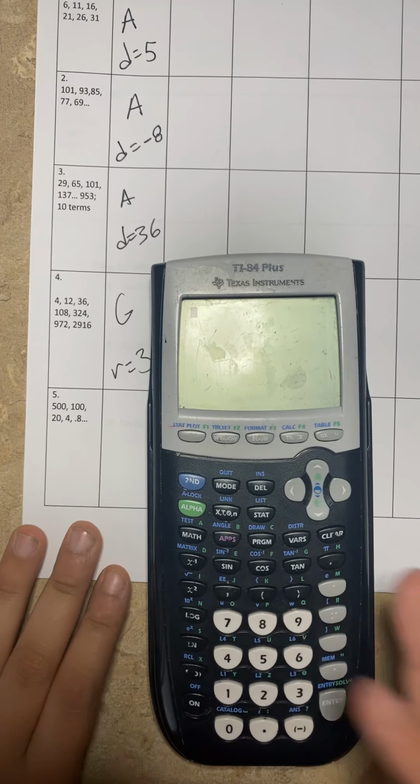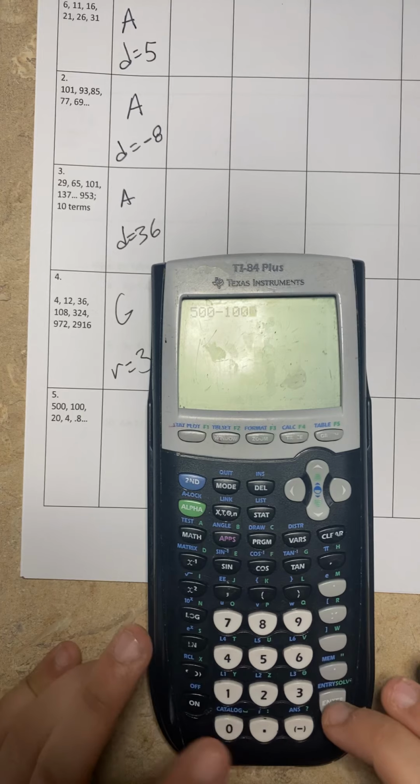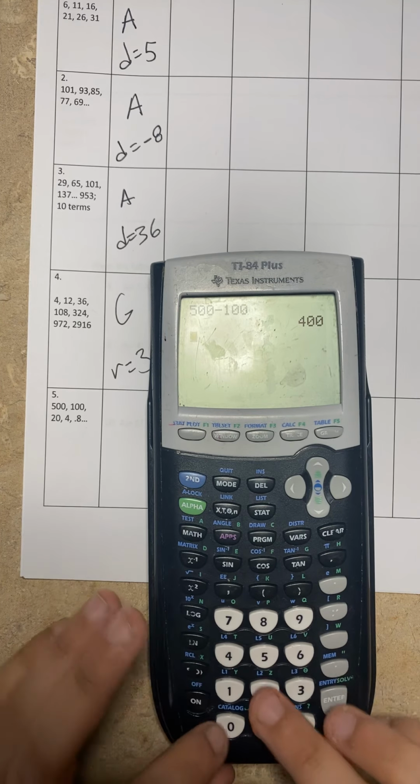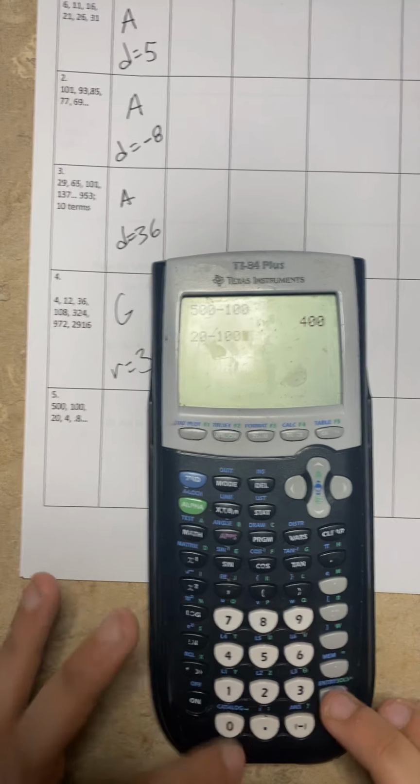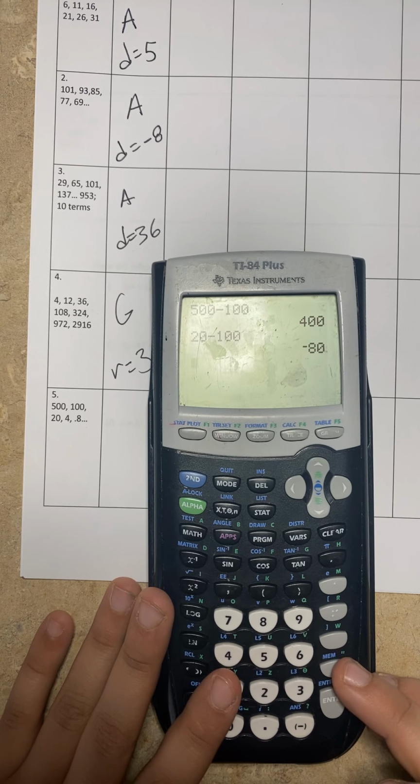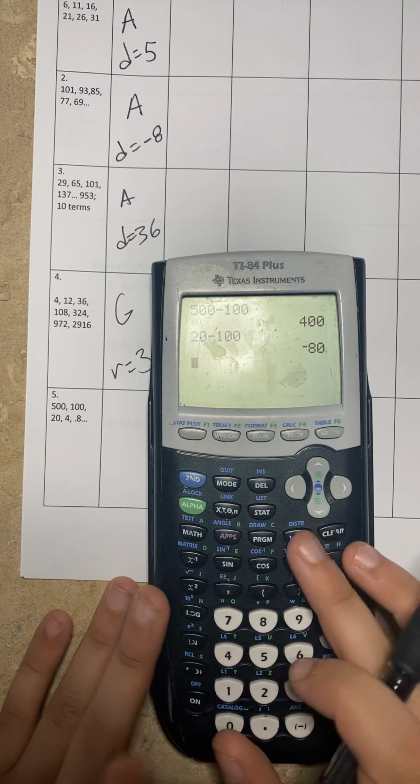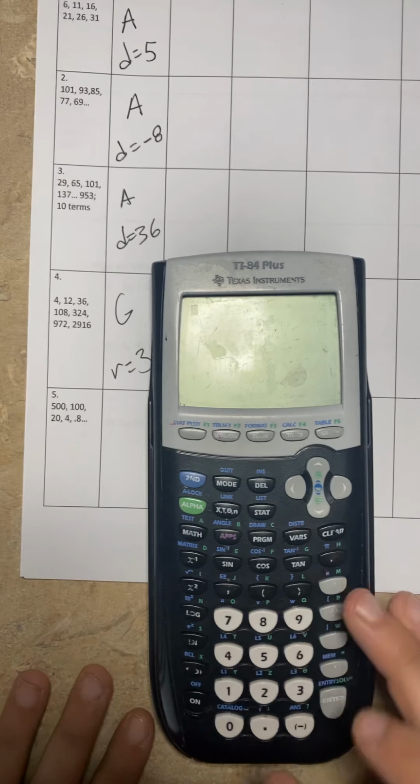Okay, so then let's look at number 5. We do 500 minus 100. I always check for arithmetic first. And then 20 minus 100. And so that is not going to be it. Or 100 minus 500 will give me negative 400. So it's still not going to be right.